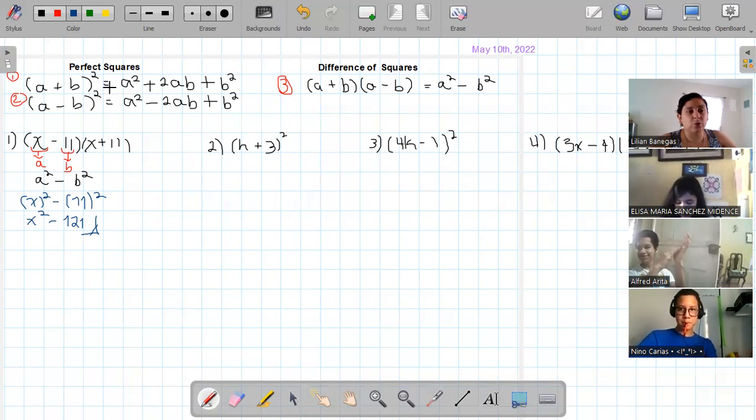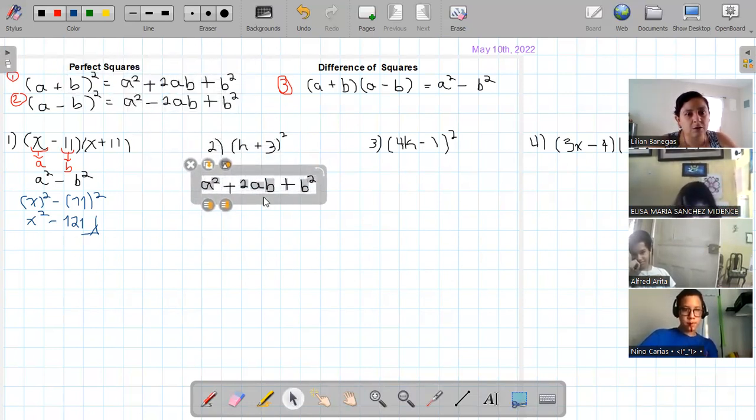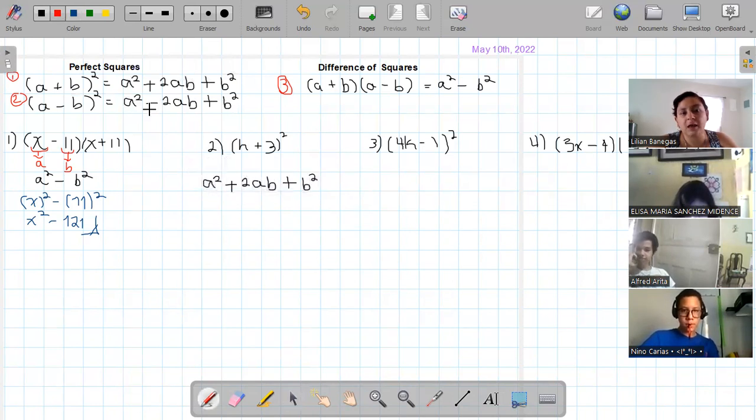Okay. Next one. The next one is formula number 1, because it is 1 parenthesis to the square. Very good. So I'm going to copy this before, so I can have it down here. And now I'm going to identify A and B. How much is A? H. Very good. This is A. How much is B? 3.